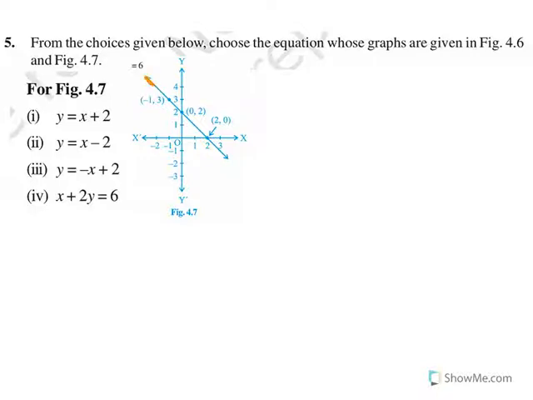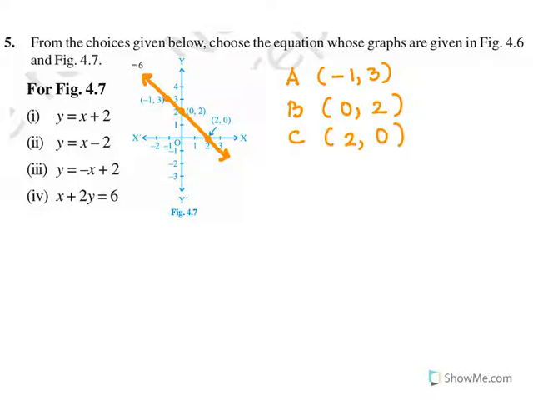We have a line. This is the line, and there are 3 points on this line. Just like the earlier one, we will name those points. Say one point is A, and this point is (-1, 3). Then we have point, say B. It is (0, 2), and we have point C. It is (2, 0). We have to find which is the equation of this line. So let us check for the first one.